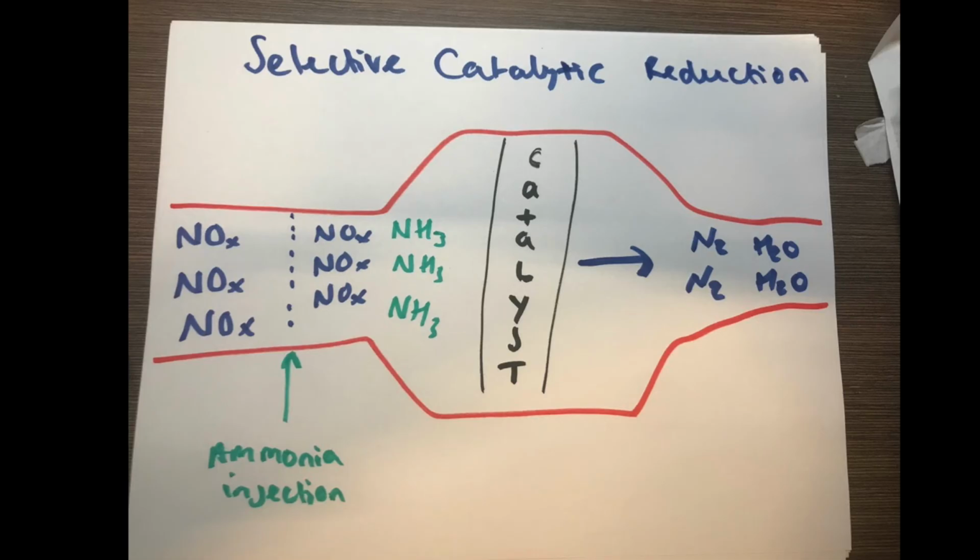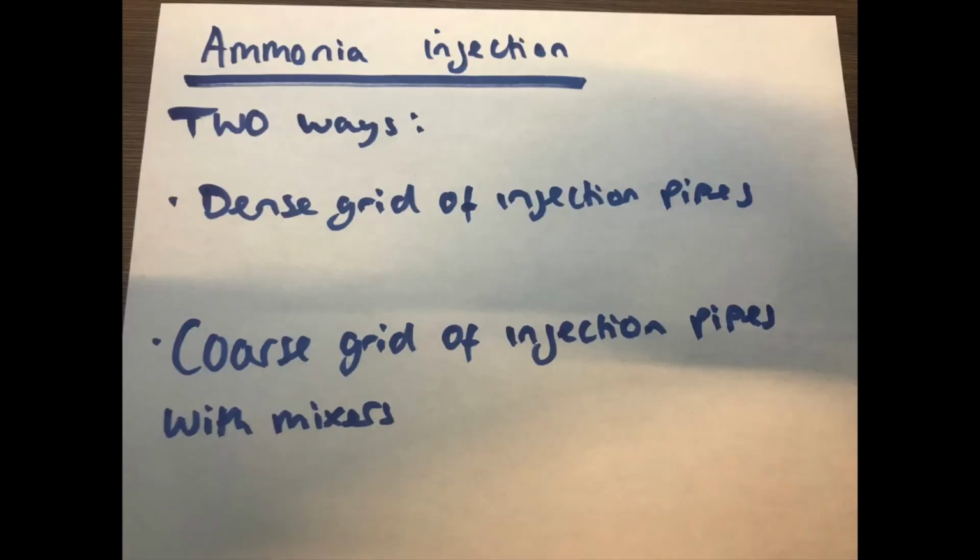For the system to work, ammonia and NOx need to mix. To do this, ammonia is injected into the system. There are two basic strategies that are used to perform this. One way being a dense grid of injection pipes, or a coarse grid of injection pipes with mixers.